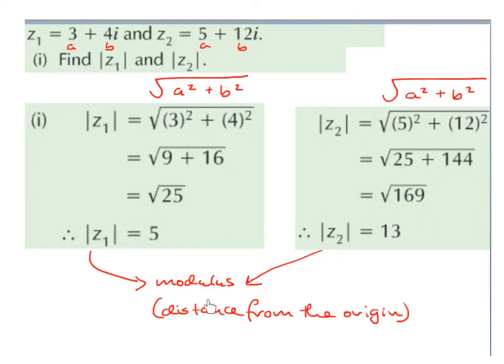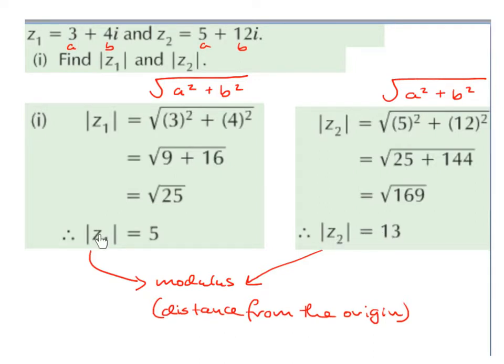Remember, modulus means distance from the origin. Now we're going to work out the modulus of Z2. So again, we use the formula, the square root of a squared plus b squared, where a is the real part 5, and b is the imaginary part 12. So we have the square root of a squared, which is 5 squared, plus b squared, which is 12 squared. 5 squared is 25, 12 squared is 144, and 25 plus 144 is 169, and the square root of 169 is 13. So the modulus of Z2 is 13.